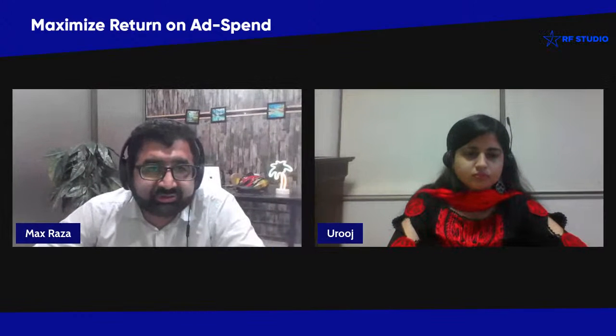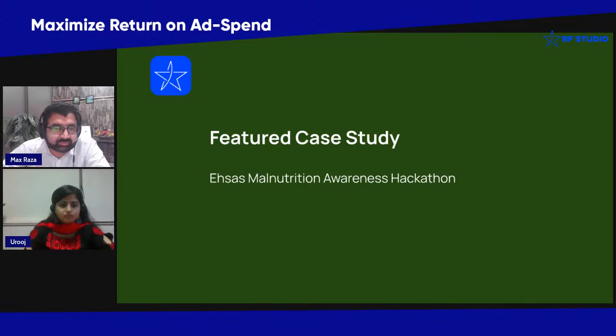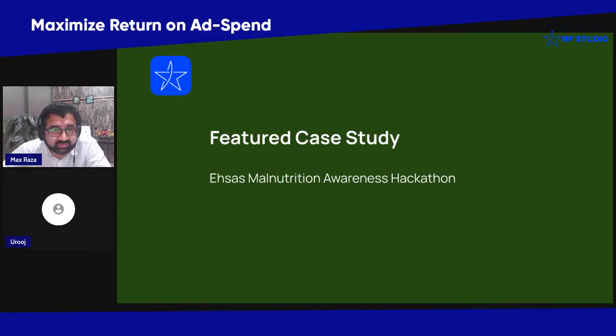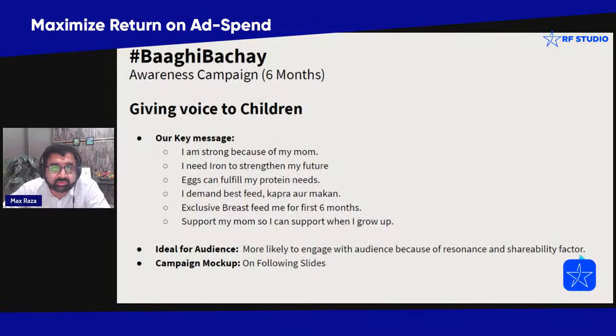I want to showcase a case study about one of the government initiatives we worked with, and this was for a malnutrition awareness campaign. And I want to give you a walkthrough of the process and our thought behind this campaign, which led to a better ROAS and overall better performance of the campaign. So the campaign was about revolutionary kids. It was an awareness campaign.